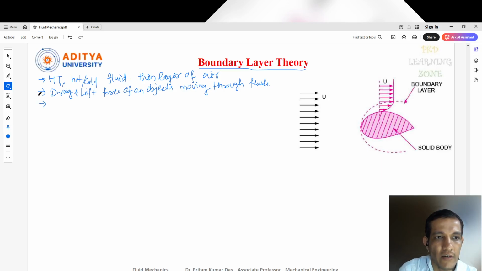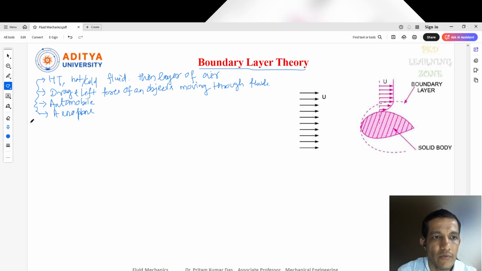Similarly, applications of this are also there in the area of automobile. When the car is moving or running over a road, you can see how the air is passing over the car. So that is one. And similarly, the same case is also there in the case of aeroplane. So there are many applications in this boundary layer theory. So first let's try to understand what is this concept of boundary layer theory.